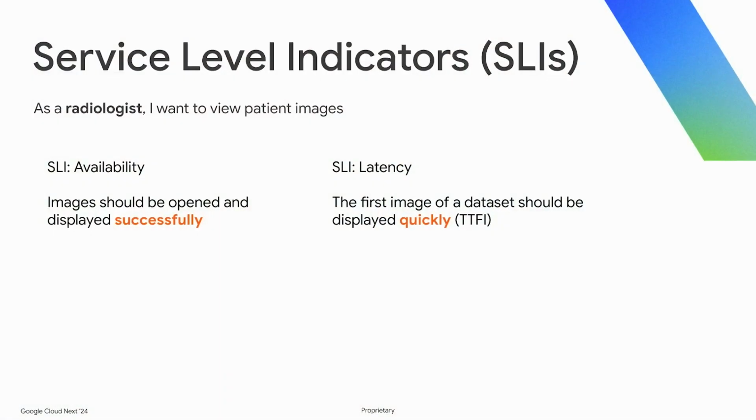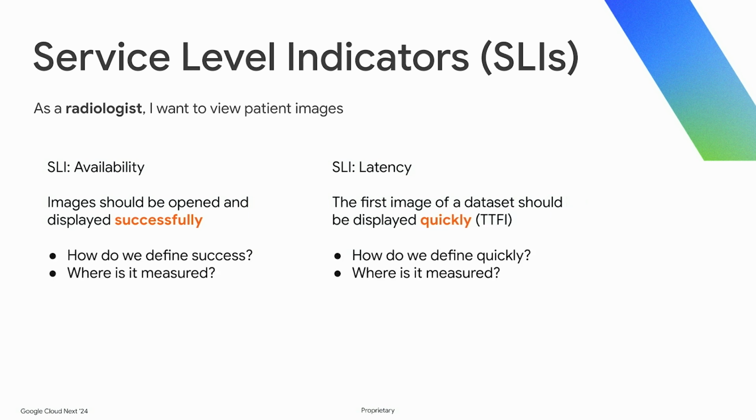When choosing an SLI, we should measure high-level things that users actually care about, like load times, responsiveness, and availability. You wouldn't generally measure something like database memory usage. That's too low level. So we're going to define one availability and one latency SLI. For availability, it will be images should be opened and displayed successfully. And for latency, it's the first image of a data set should be displayed quickly.